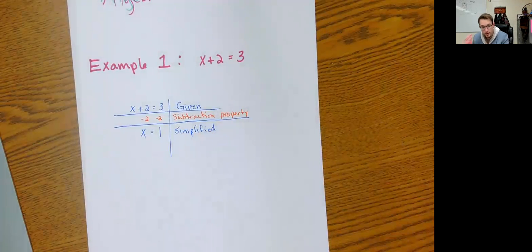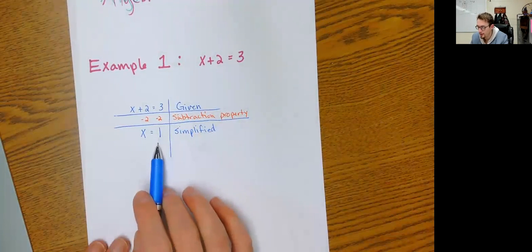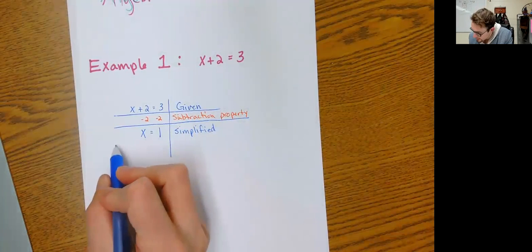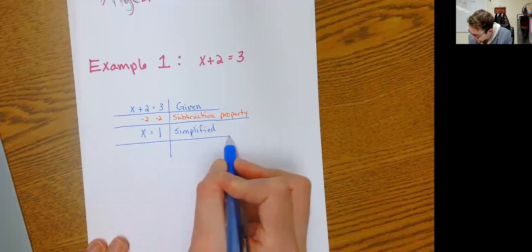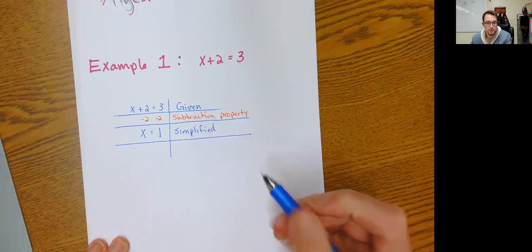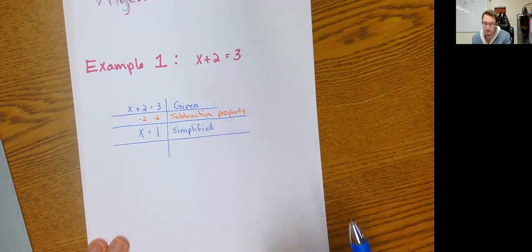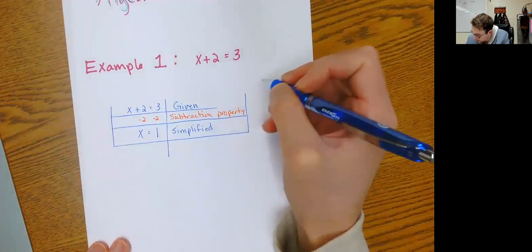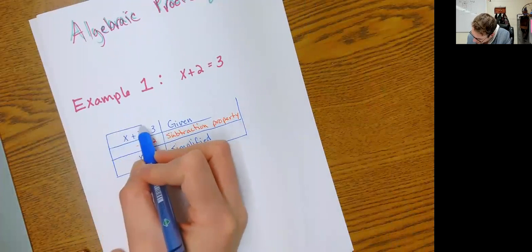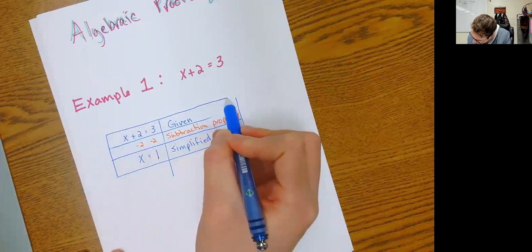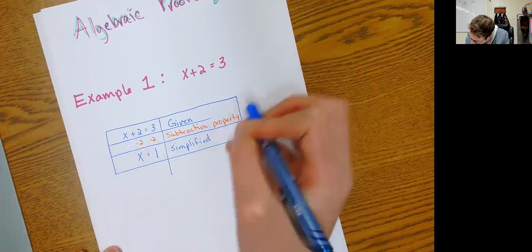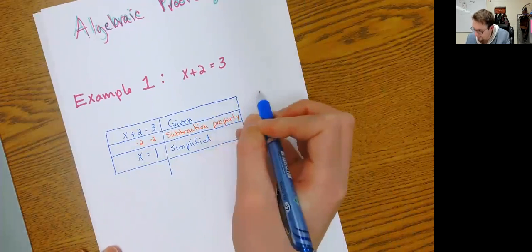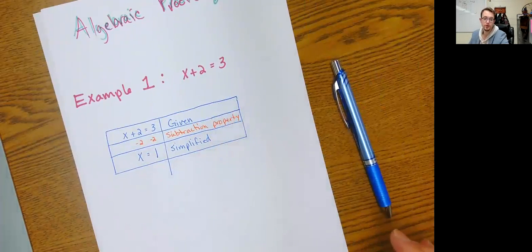All right. Now, do I need to keep going? Do I need to continue solving this, or did I just solve for x? I just solved for x. So actually, I have finished my 2-column proof.